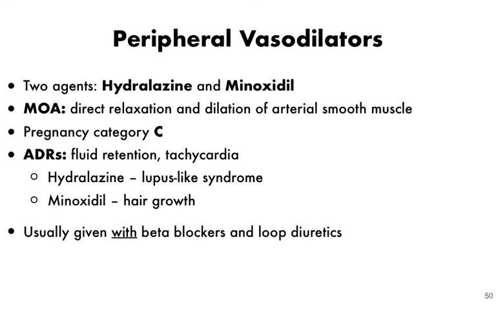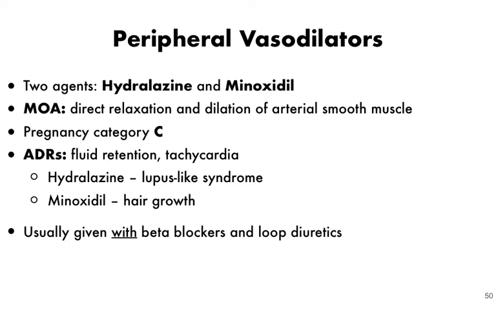For patients who are already on hypertension treatment, say with a beta blocker or a loop diuretic, these can be add-ons to get the patient down to goal. So these are generally not used for hypertension on their own. We typically use them as an auxiliary treatment on top of what they are already taking.